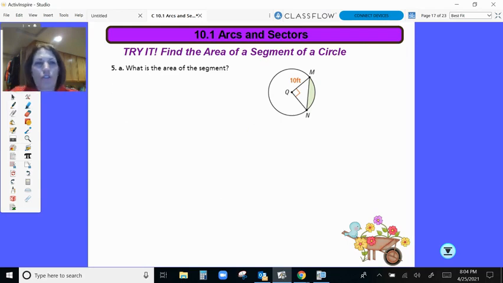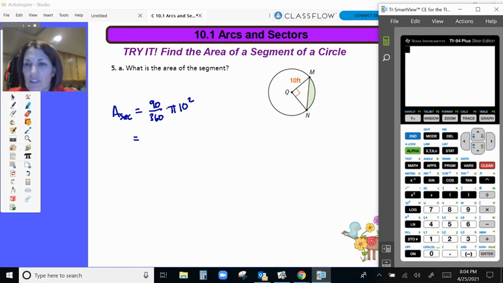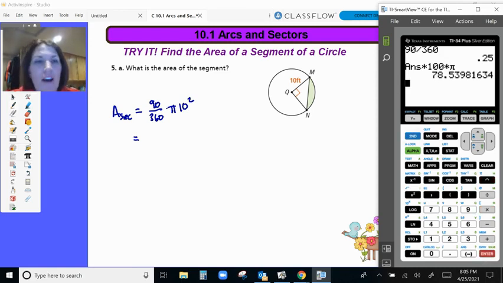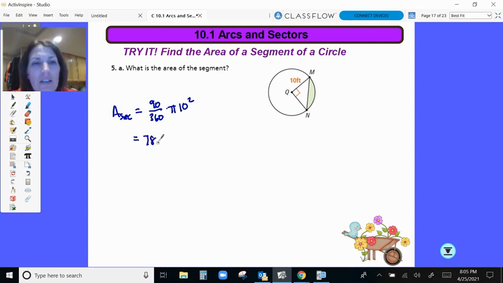Okay, so first of all, let's take the area of our sector, and that's going to be 90 over 360, which is 1/4, right? 90 over 360 times pi r squared. So the area of that sector is 90 divided by 360, times 100 because it's 10 squared, times pi. Okay, so 78.5 approximately. 78.5 is the area of my sector.